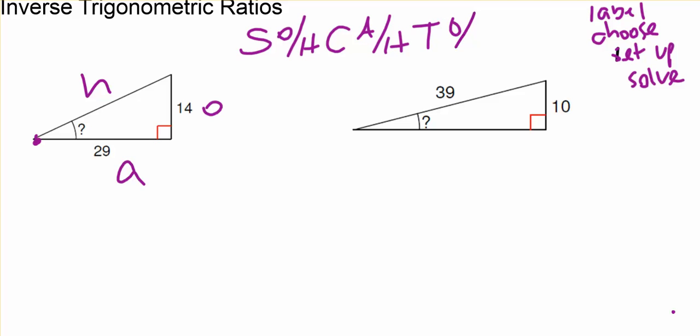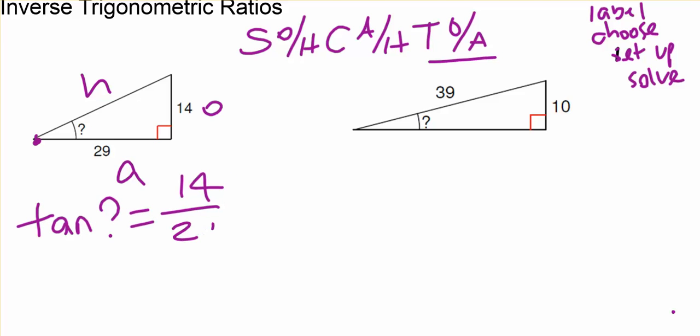Okay, and we're going to get that on our paper. And then we're going to say, okay, I have the opposite and I have the adjacent. That's going to be a tangent setup. So I'm going to say the tangent of my angle equals 14 over 29.